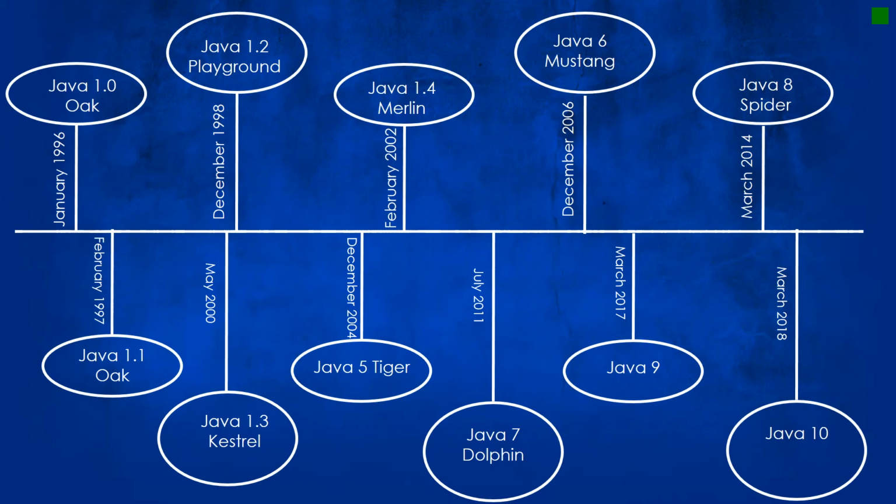Afterwards, as the versions came into existence, their names have been changed. Like here, you can see for 1.1 they have kept Oak only, and after 1.2 they have kept Playground, after that Kestrel and Merlin. Now in March 2018 the latest version is here with us, that is Java 10. So in the next slide we will talk about why Java is used nowadays, why it's so popular. So let's see.